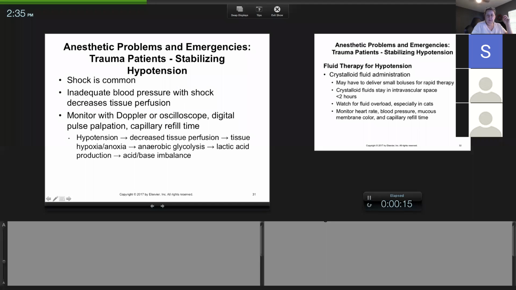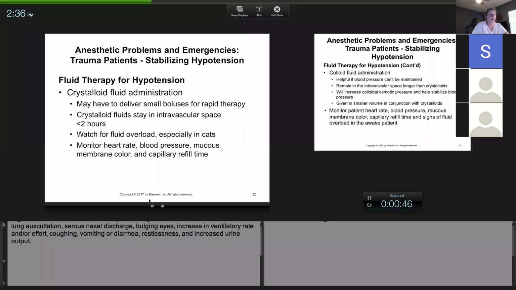Let's see if someone remembers. Okay, so these patients usually come in, when we say shock, usually it's from low blood pressure, and they don't have good tissue perfusion. So, I do remember talking about that. Low blood pressure, low tissue perfusion, tissues die or anoxia or don't get enough oxygen, and we get lactic acid and acid-base imbalance. So it sets us up.